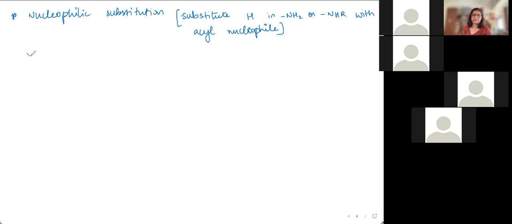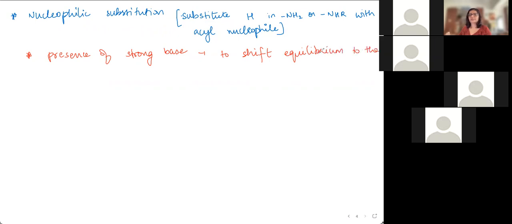An important factor for this reaction is that it happens in the presence of a really strong base. Why do we need the strong base? This is to shift the equilibrium to the right-hand side. Once we see the reaction, you'll get to know. What the pyridine does is it takes away one of the products. And in each of the cases, the product you get is an amide.